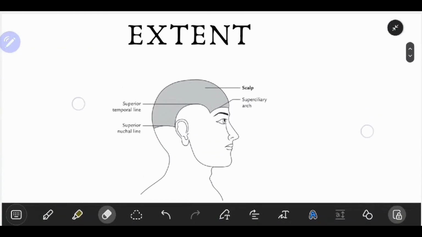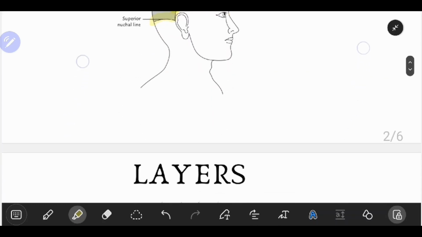The number one objective that we're going to study in scalp is your extent of scalp. Extent of scalp starts from the superciliary arch, goes across the superior temporal line all the way to the superior nuchal line. So this is all you have to know about the extent of scalp.